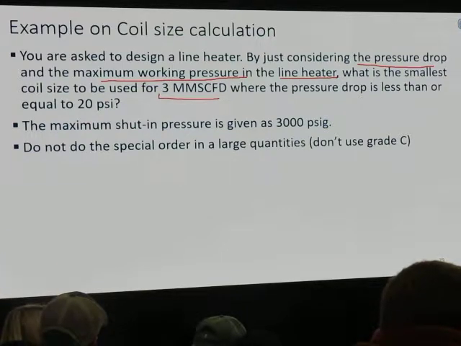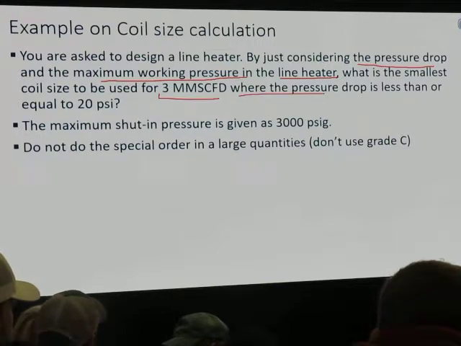Cost. We can buy a bigger one if we want, but we don't want to know that. We want to know what is the smallest size that we can use, because that would be cheapest, less expensive, where the pressure drop is less than 20 psi.